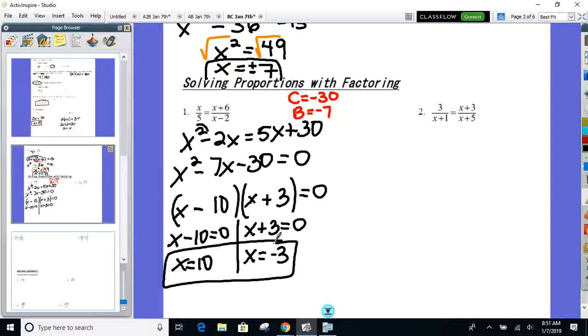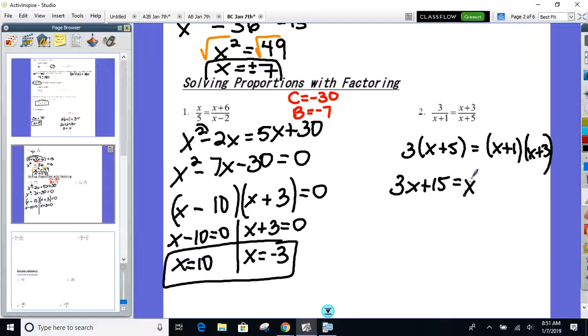All right. Everyone all right there? All right, next up, number 2. 3 times x plus 5, x plus 1, and x plus 3. Got to do a little double distribute on one side. I'll ask somebody in a second what we end up getting.